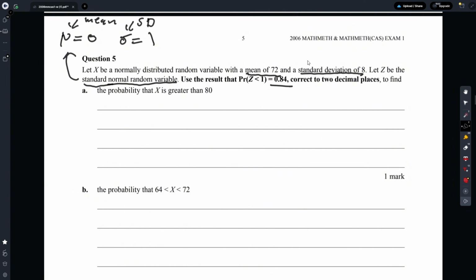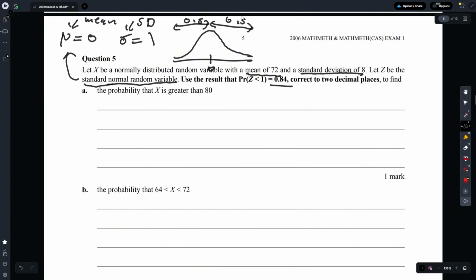Use the result that the probability that the standard normal variable is less than 1 is equal to 0.84. What does this mean exactly? If we were to draw out our standard normal curve, this looks a little scuffed, but that's fine. Let's say this is 0, the center. That means that 50% is on the left and 50% is on the right.